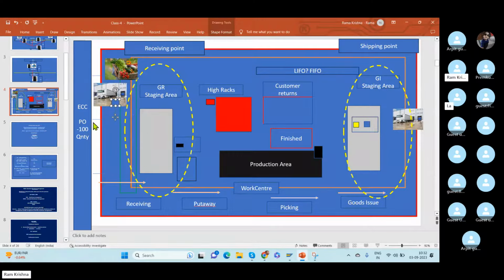Customer has sent back the goods which you sent, the finished goods. The finished goods which you sent to the customer have some issue, and the customer has sent back that pallet or that product. Now this should go to which location or which storage type? Customer returns. So before going to this activity, tell me, guys, if the customer is sending back the goods to you, do we need some document?